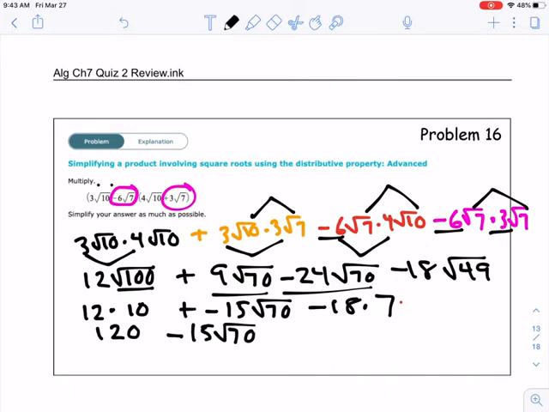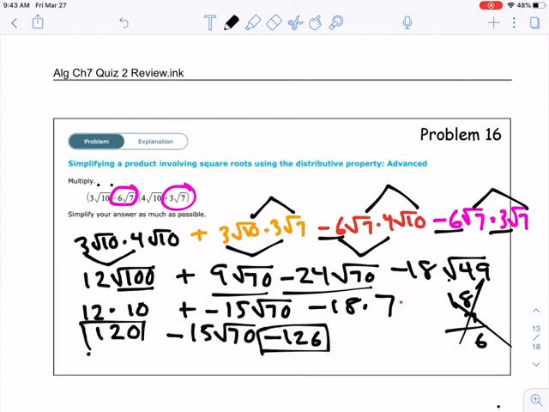And then 18 times 7 is going to give me negative 102, no, sorry, negative 126. I'm going to check that real quick. Yep. All right, now you just combine what you can combine, and I can combine my whole numbers, this guy and this guy. So you get negative 6 minus 15 times the square root of 70. I can't combine any further because I would need a square root of 70 with that negative 6.